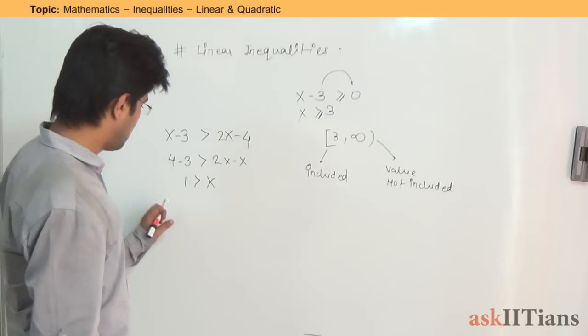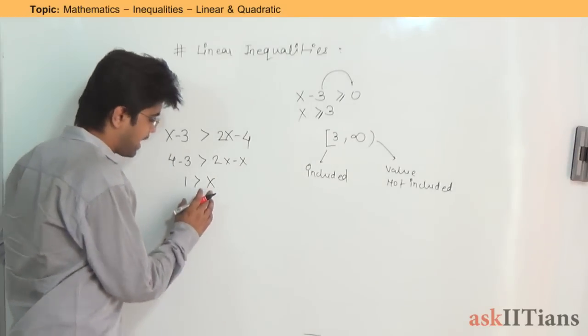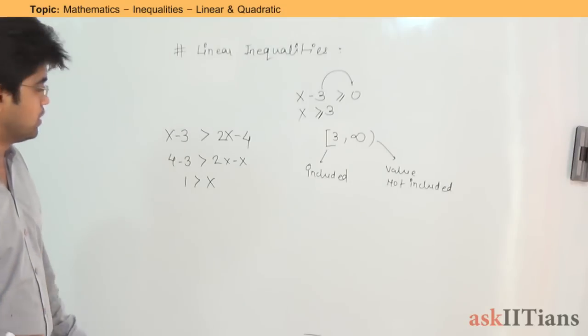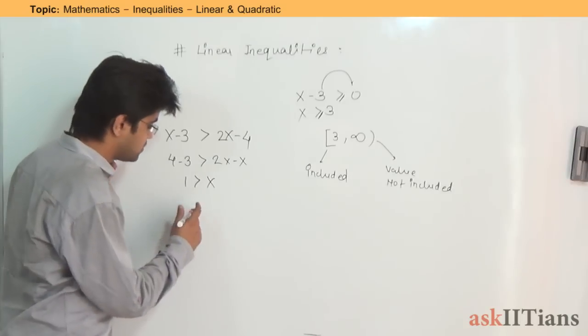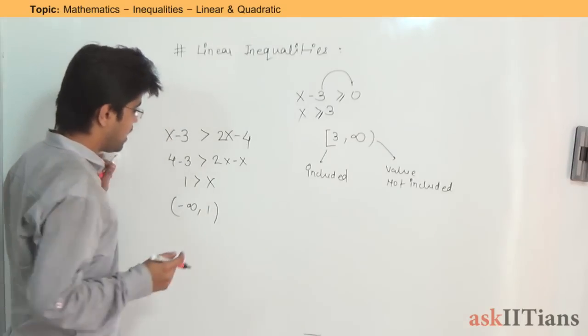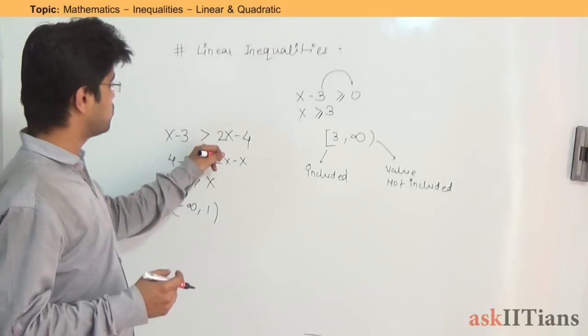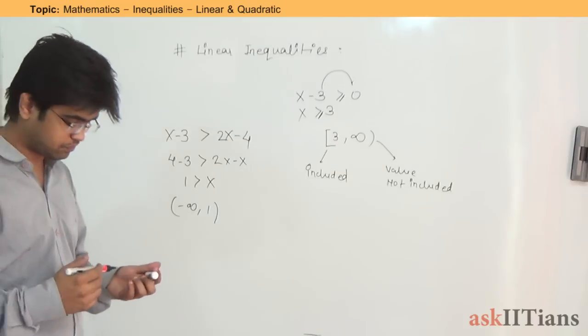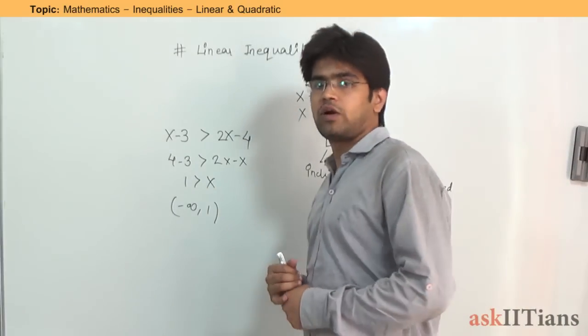So what is this inequality saying? This inequality is saying that x should be less than 1. That means the set of values that will satisfy is minus infinity to 1. Again we cannot include 1 because there is no equal to sign. So minus infinity to 1. This is our answer. Now we'll move to the quadratic inequalities.